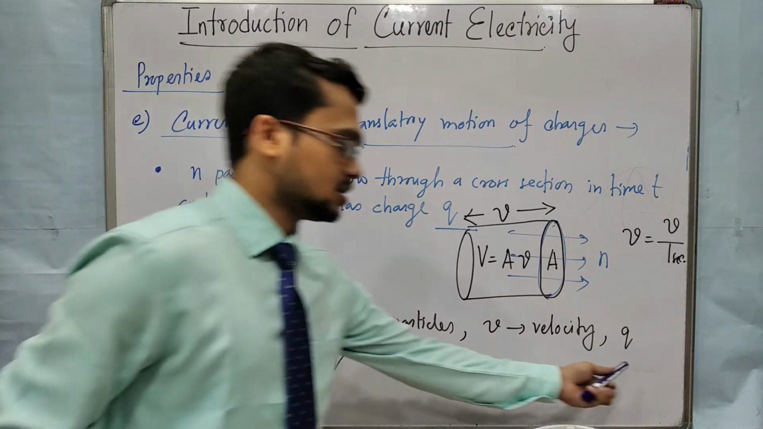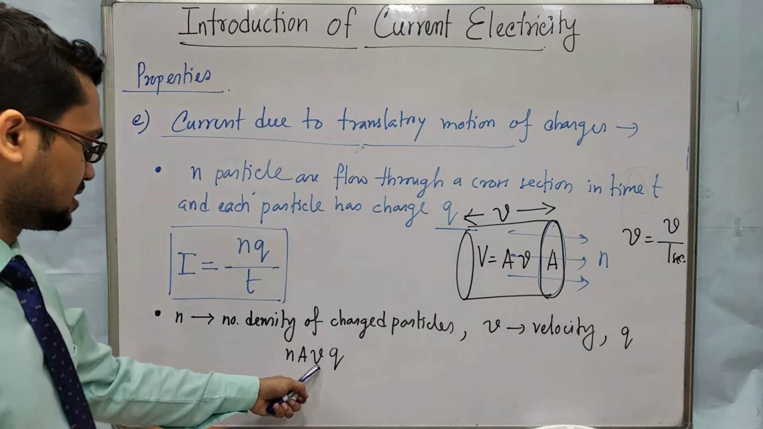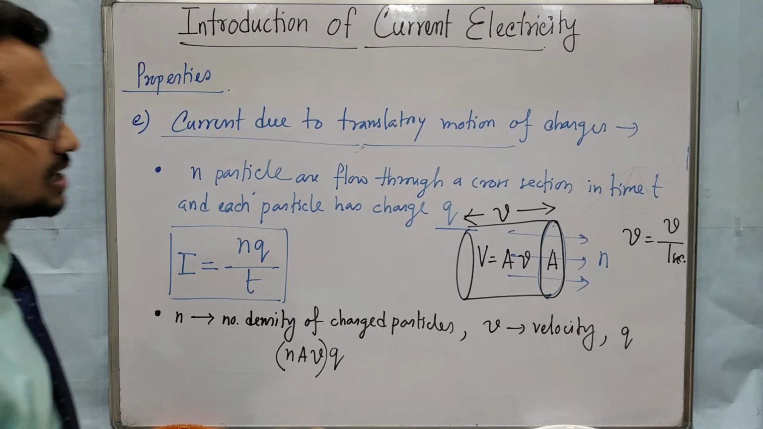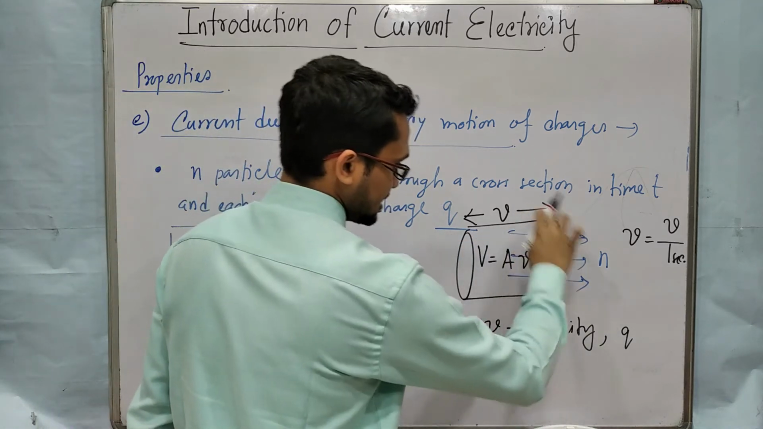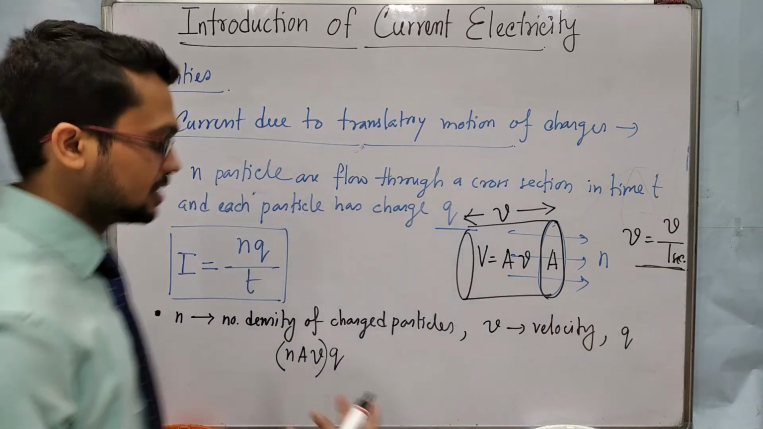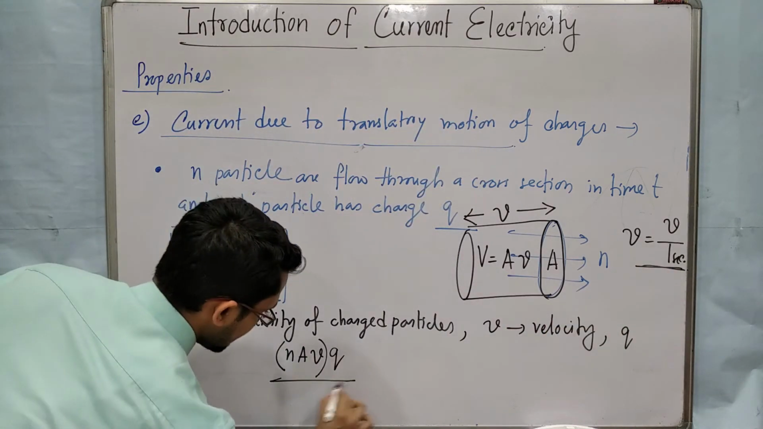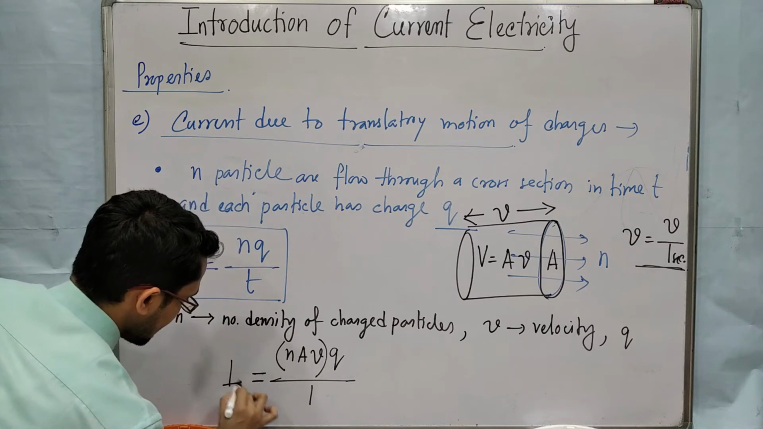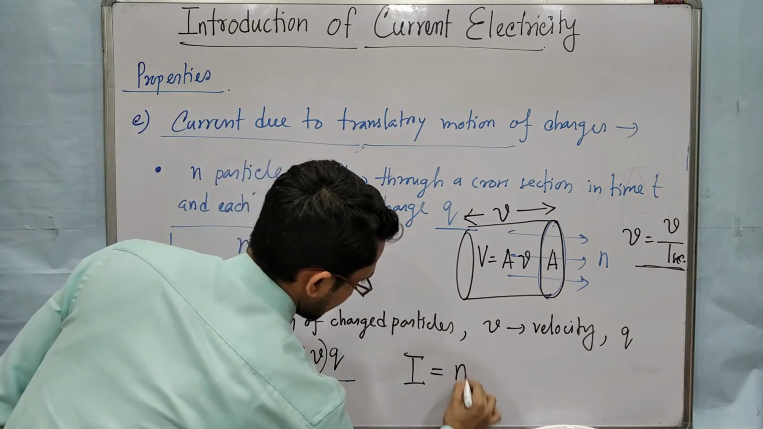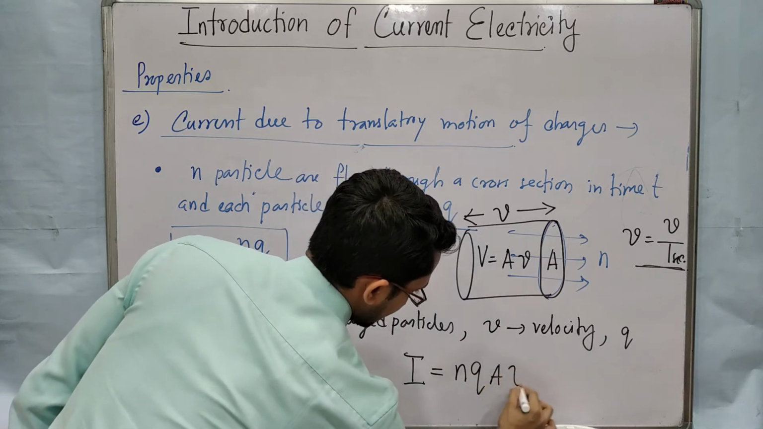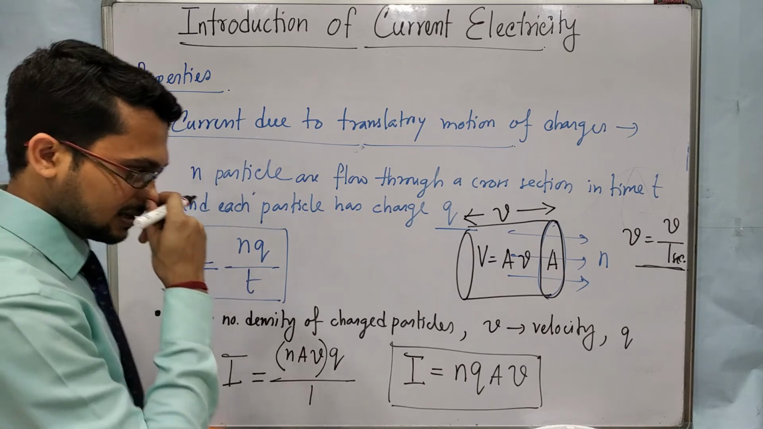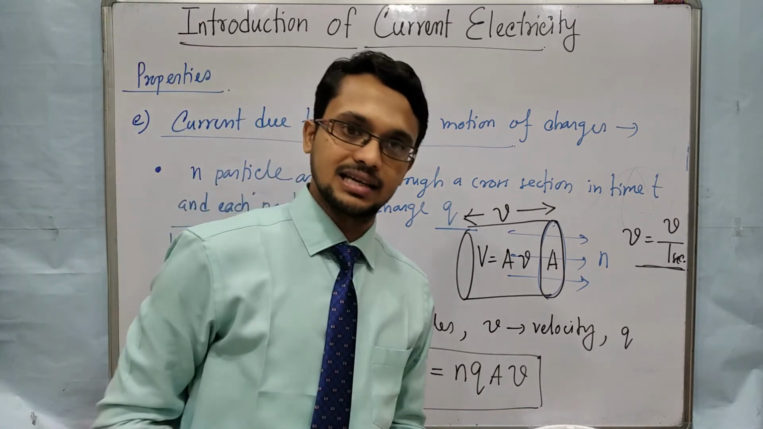Q is the charge of each particle. So this is the total number of charge into Q, we will get the total amount of charge flowing through this cross sectional area in how much time? In 1 second. So in 1 second means what? By 1 you will get what? Current. So current here means NQAV. Okay, we will elaborately discuss this equation in the next lecture.